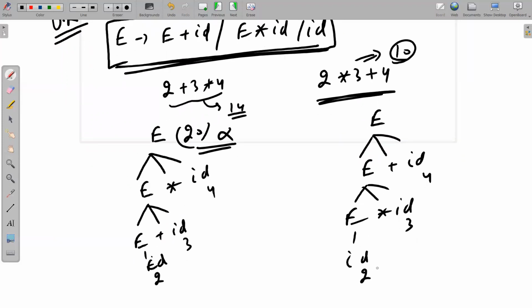So finally what you are getting is 2 into 3. See here, to solve this E, you have to solve this. This E will be what? 2 multiplied by 3 will be done first, 6 plus 4, that is 10. You are getting answer 10. So here you are getting the correct answer.